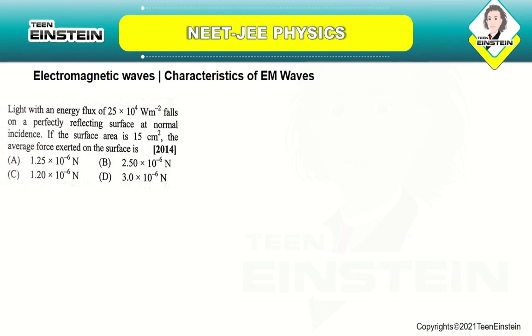Light with an energy flux of 25 into 10 power 4 watt per meter square falls on a perfectly reflecting surface at normal incidence. If the surface area is 15 centimeter square, the average force exerted on the surface is? Here, since the wave is totally reflected, the momentum delivered to the surface is 2U by C. So the average force is equal to 2U by C by T, since momentum delivered to the surface is 2U by C.